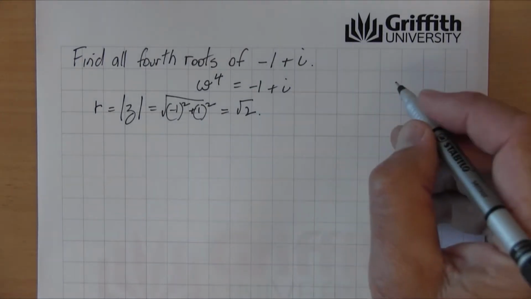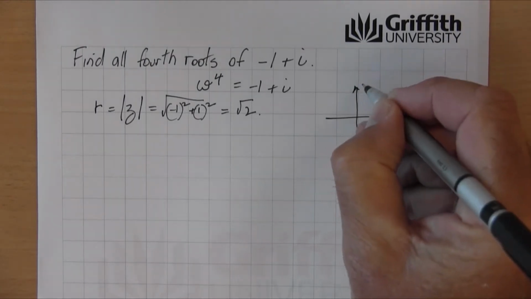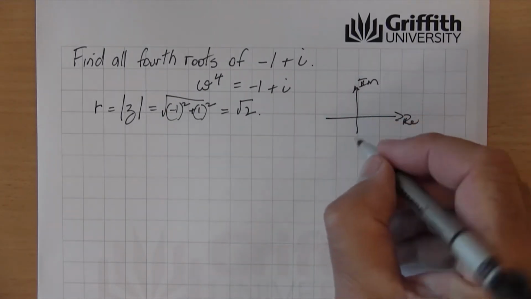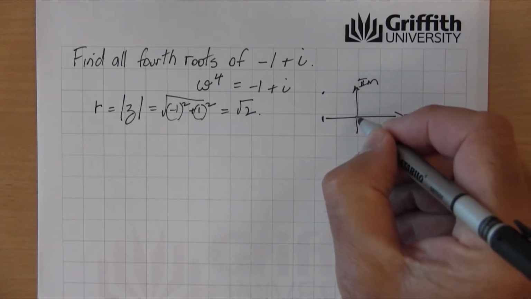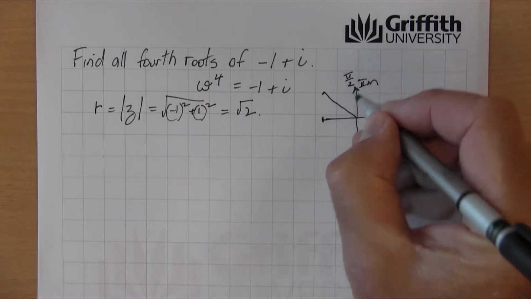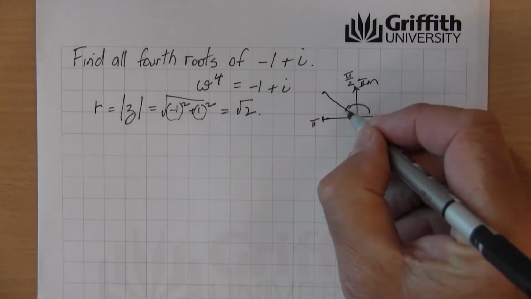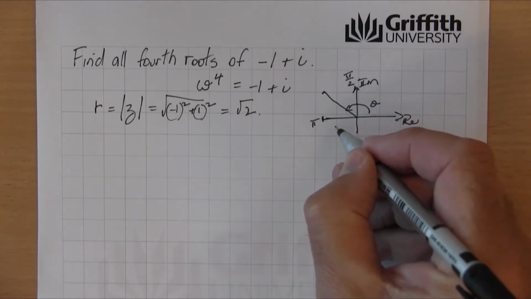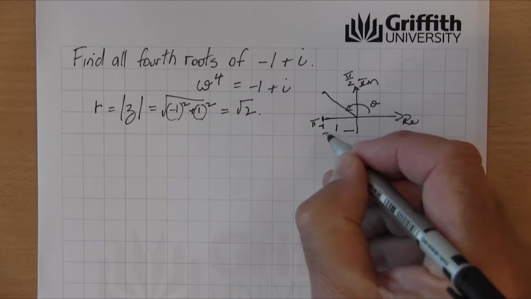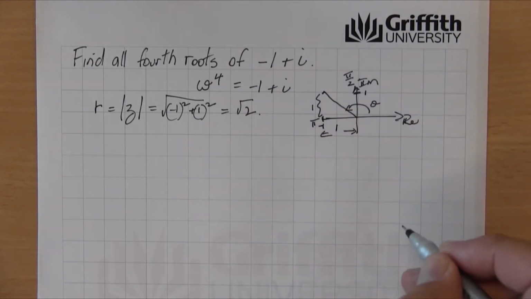Okay, a quick little sketch, and I think they're invaluable, these little sketches for these. So this is my real, this is my imaginary. In which quadrant are we looking at? So we've got minus 1 and i, so there it is there. So this is pi on 2 and this is pi, so my angle theta is going to be somewhere between pi on 2 and pi. So there's theta. Minus 1 is 1 unit from there to there, and this is up to 1, so that's 1 unit from there to there as well.